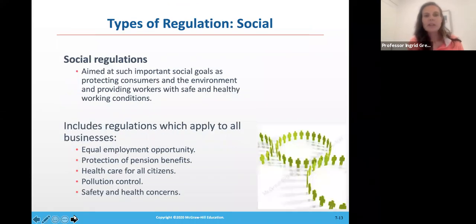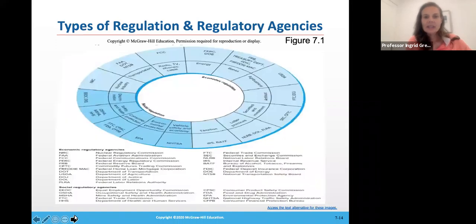So now let's talk about the types of regulation that are considered social regulation as opposed to economic. Social regulations are aimed at such important social goals as protecting consumers and the environment and providing workers with safe and healthy working conditions. So now this is going back to those coal miners, right? These regulations, which apply to all businesses, cover equal employment opportunity, protection of pension benefits, health care for all citizens, pollution control, safety, and health concerns.